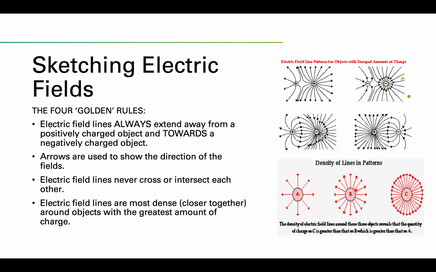And finally, electric field lines are most dense around objects with the greatest amount of charge. You can see that the electric field lines are very close together in object C compared to object A, and therefore it is clear that object C has a greater amount of charge compared to object A and object B.